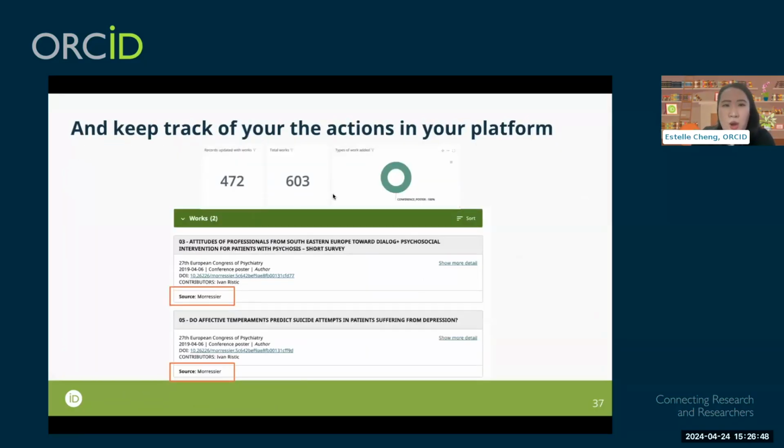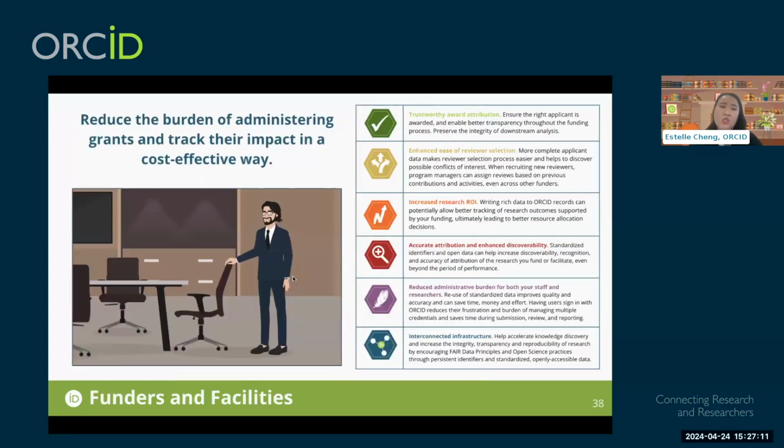And also you can track the actions of your platform. Like this example, this is actually a conference submission platform, if I remember correctly. By doing this, you can add those conference posters early on to researchers' ORCID records, and you can track them at ORCID. So I think publishers or research institutes are the two important stakeholders.